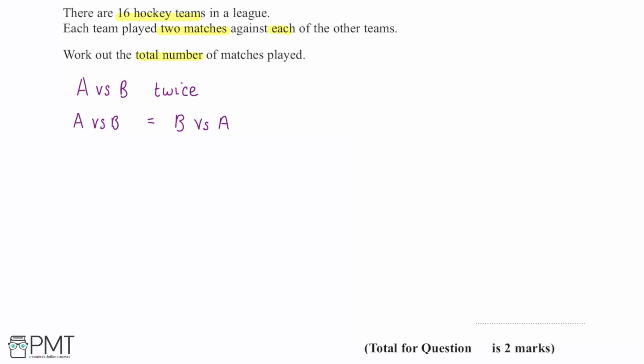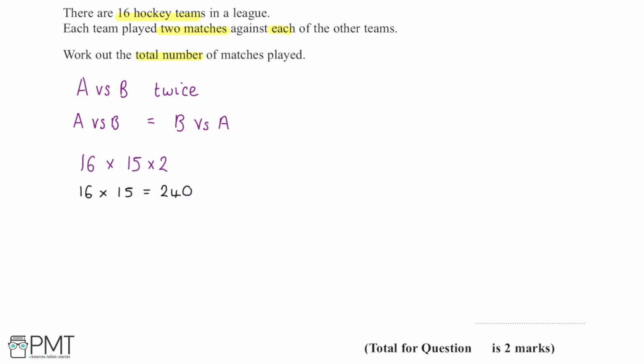So if we have 16 hockey teams in a league and they're each playing 2 matches against each of the other teams, then that would look like 16 hockey teams playing 15 other teams twice. However, we then need to divide this value by 2 because A playing B is the same as B playing A, so we're going to have double the amount of outcomes that we actually need. So in order to get the actual answer to this question, we simply need to do 16 multiplied by 15. And that gives us an answer of 240.